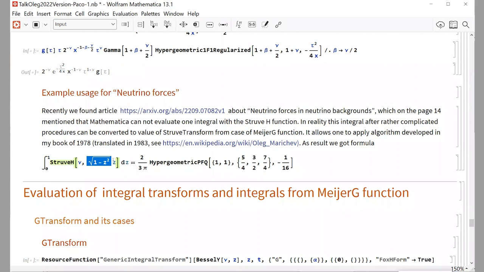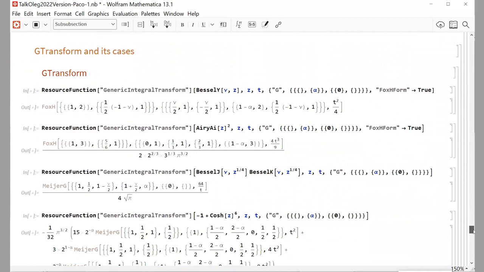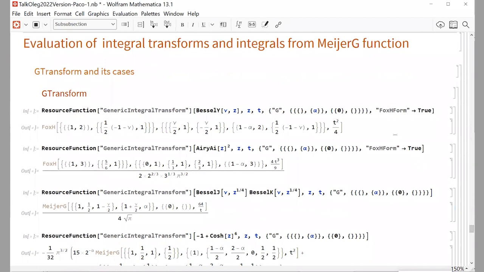And as a result, we have this construction for the value of the integrals. It's an interesting example because the application is inside a very large article. And in conclusion, maybe I can show how we evaluate already transforms. We have the result function. And inside of this, we have the G transform. It is the transform which includes practically all integrals which exist in world literature.